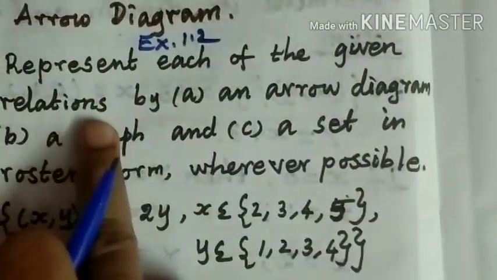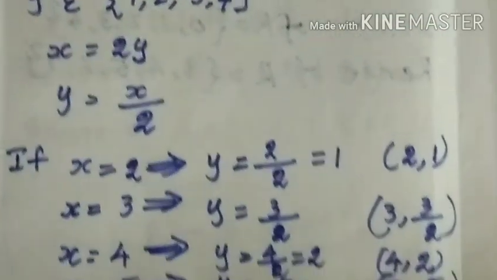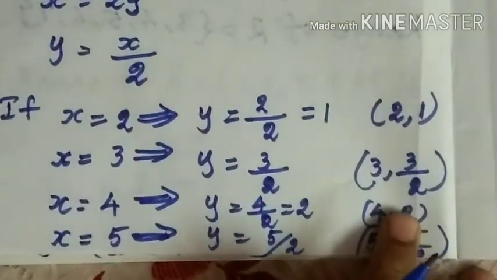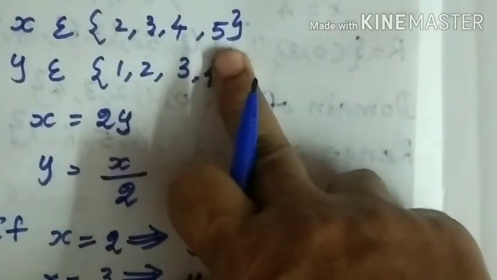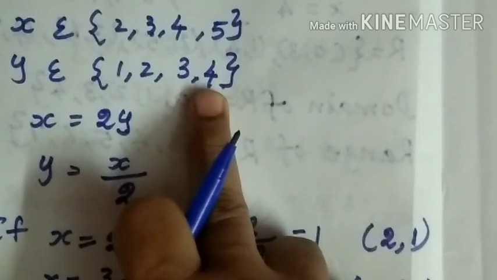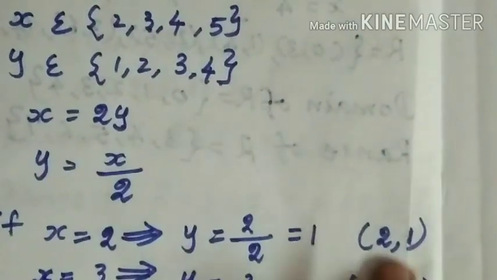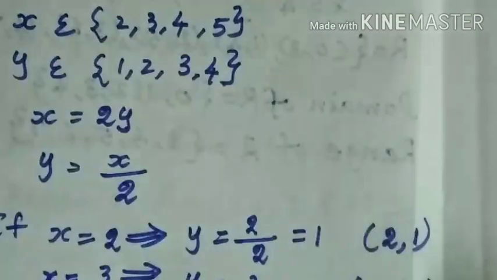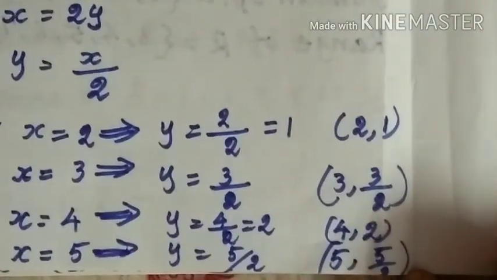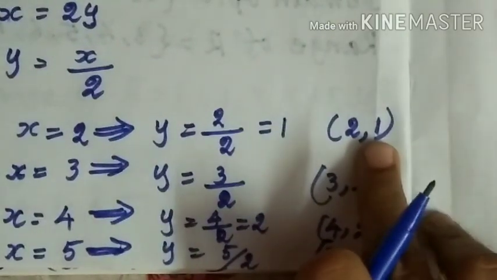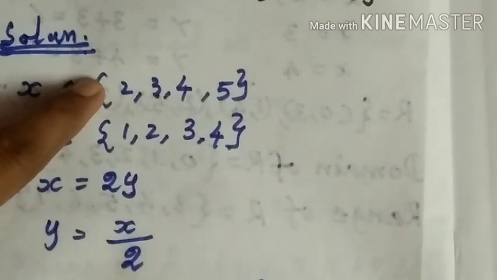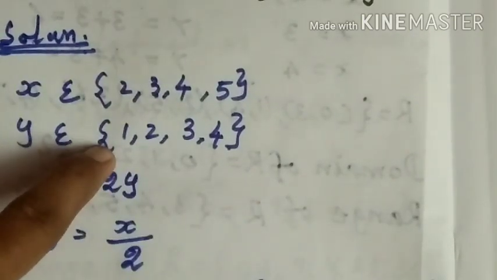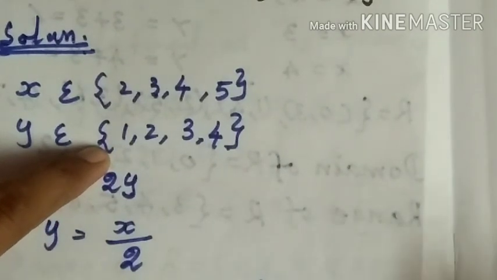See, in this question, represent each of the given relations. So what is a relation? A relation is a subset of A cross B. Okay, so here the first set X is {2, 3, 4, 5}, the second set is {1, 2, 3, 4}. Then the relation should be a subset of these sets. Then we take each particular ordered pair alone. See, (2, 1) is a subset of these two sets. See here, 2 belongs to the X set, then 1 belongs to the Y set. So this is one of the subsets of A cross B.